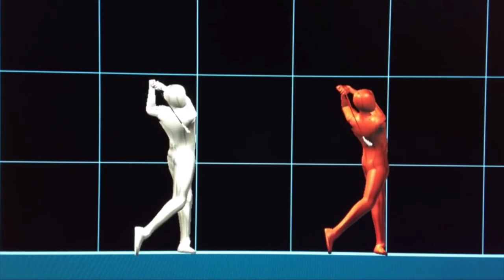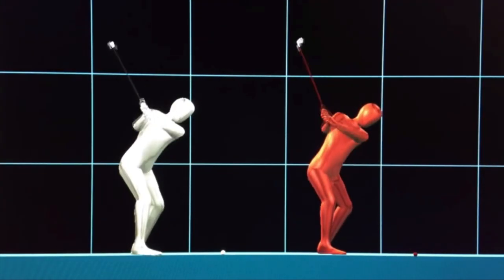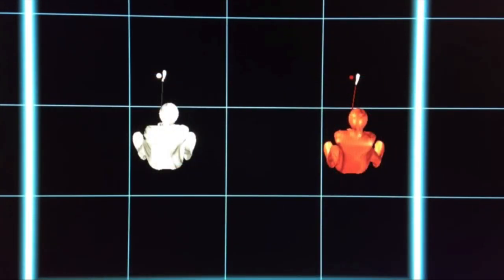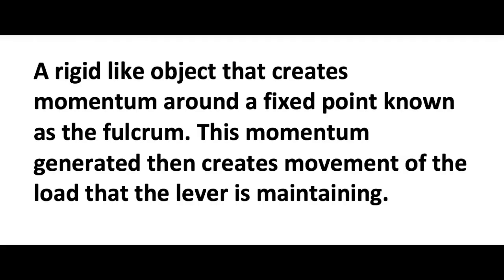Another key component of the analysis of a golf swing is how levers are utilized by the golfer. By correctly utilizing these levers, the distance and the accuracy of a golfer's drive can drastically improve. Levers are defined as a rigid-like object that creates momentum around a fixed point known as the fulcrum. This momentum generated then creates movement of the load that the lever is maintaining.